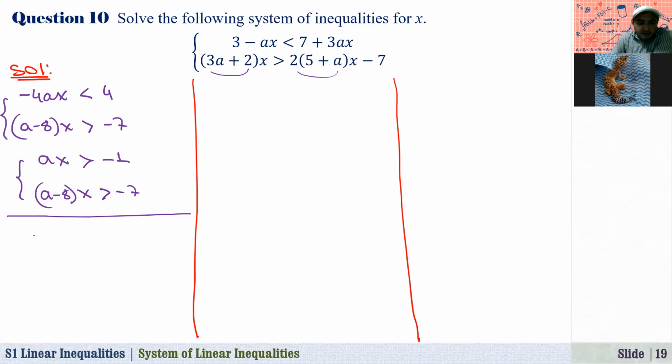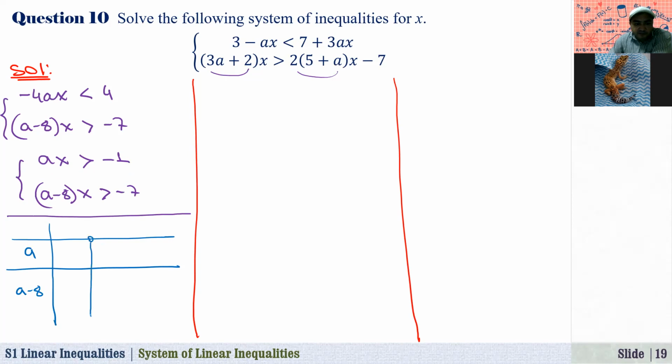Before I continue, again, let me just draw here for a. Here we have a and a minus 8. For a, here we have 0, and here we have 8. For a, to the right of 0, it is positive, and to the left, negative. For a minus 8, to the right of 8, it is positive, and to the left, negative. Okay, so I have to consider these cases separately.